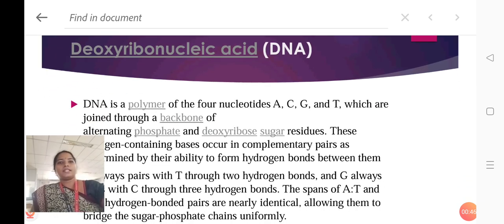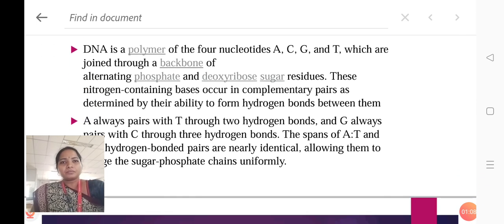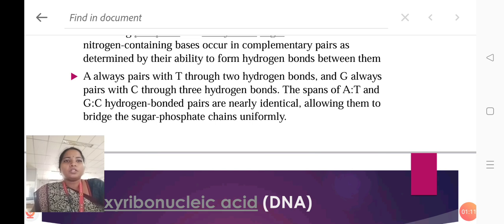We all know deoxyribonucleic acid, DNA, is a polymer of the four nucleotides A, C, G, and T, which are joined through a backbone of alternating phosphate and deoxyribose sugar residues. These bases occur in complementary pairs, determined by their ability to form hydrogen bonds between them. A always pairs with T through two hydrogen bonds. Then G always pairs with C through three hydrogen bonds. The spans of the A-T and G-C hydrogen-bonded pairs are nearly identical, allowing them to bridge the sugar phosphate chains uniformly.